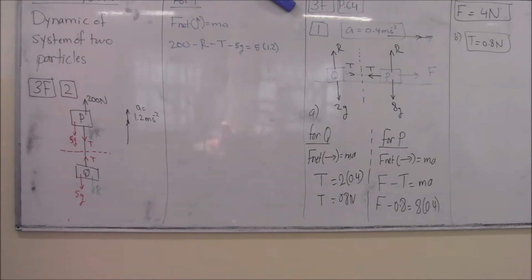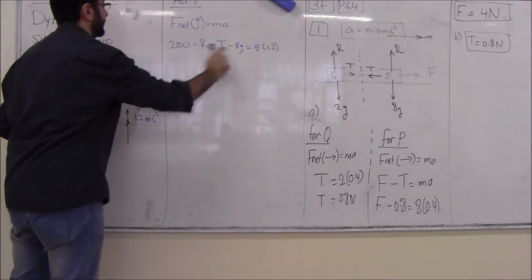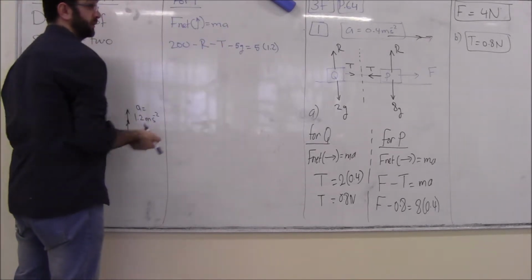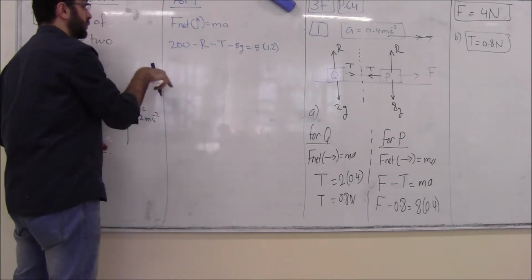Okay. Actually, in the question, what are we asked to find? Tension and R. Tension and R. Look here, please. For P, how many variables here? Two, R and T, right? We need to have another equation.